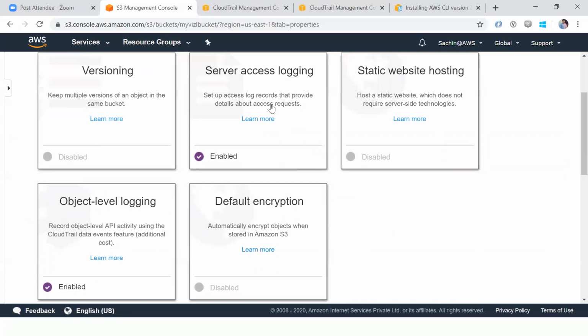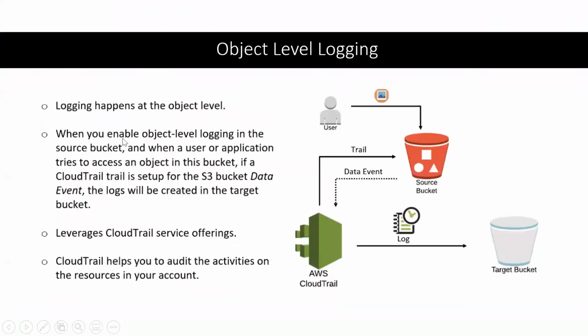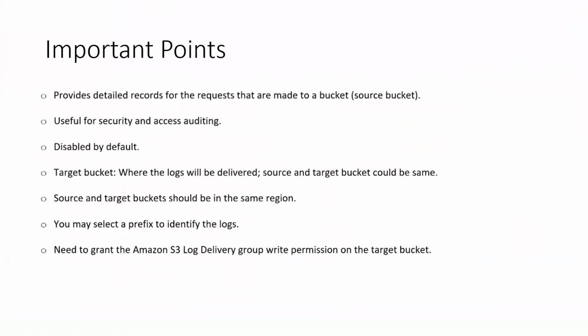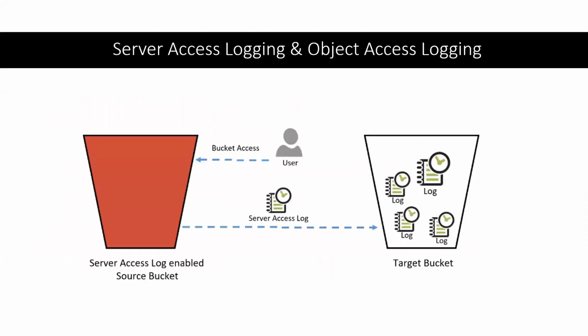Sachin, just one question. Can you go back to your slides? The description mentions that server level logging will only be applicable for access requests. It says set up access logs that provide detail about access requests. So it never talks about any update on the object. If my versioning is enabled and I upload 5 versions of the same document, will that fall under server access logging or object access logging?